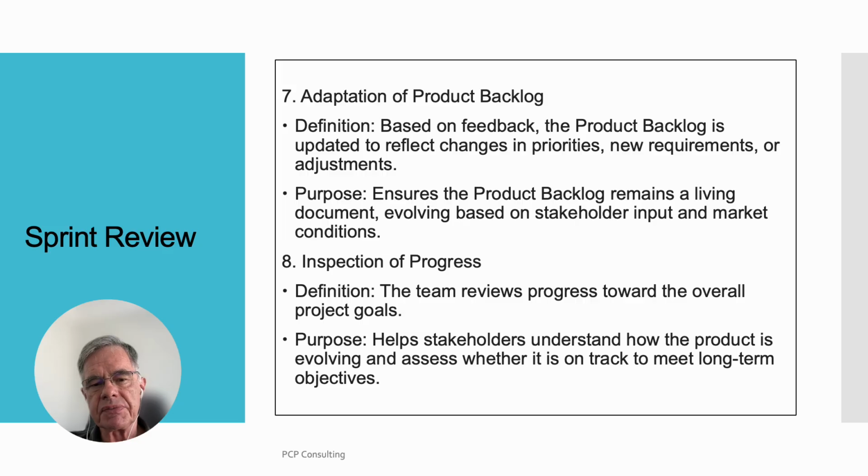Inspection of progress. Definition: the team reviews progress toward the overall project goals. Purpose: helps stakeholders understand how the product is evolving and assess whether it is on track to meet long-term objectives.